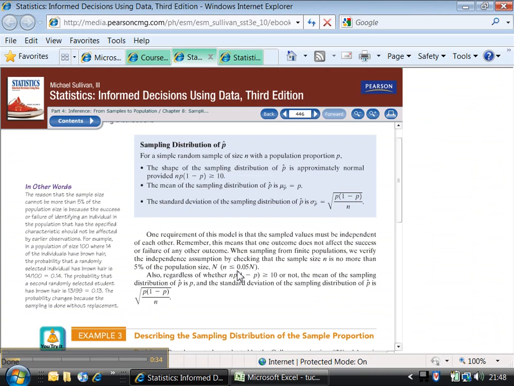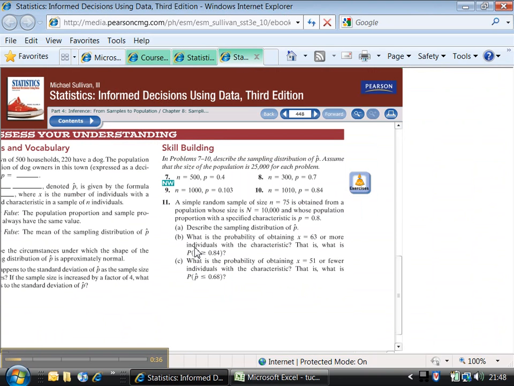Part A was, oops, let me go back to the problem. Describe the sampling distribution. We said it was normal, that's the shape. We found the center, which was mu, which was 0.8. And then we found the spread, which was that square root formula. All right, now we're done with that.